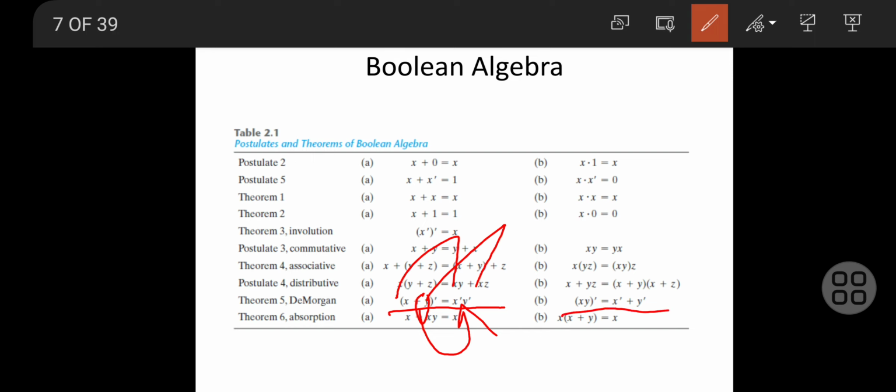Again, (xy) complement: change the AND to OR, and take the complement of each literal, so that will be x complement plus y complement.